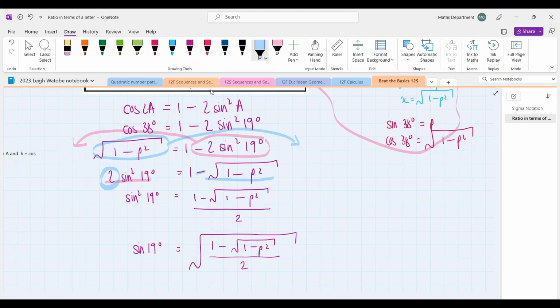Ma'am, would it still look the same if you didn't transpose the numbers, if you just did it the way it was? Yeah, you'd still end up with the same answer. Ma'am, can you please do it? You mean if I didn't transpose? Yes, ma'am. If you said, what's this root 1 minus p squared minus 1 instead, and then you divide by negative 2. Okay, all right. So then it would be equal to 1 minus 2 sine squared 19.